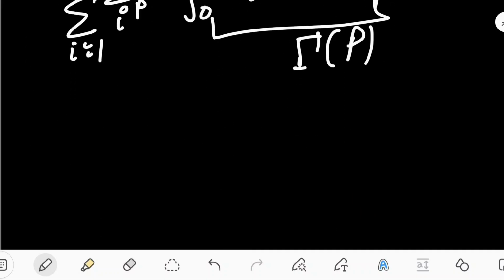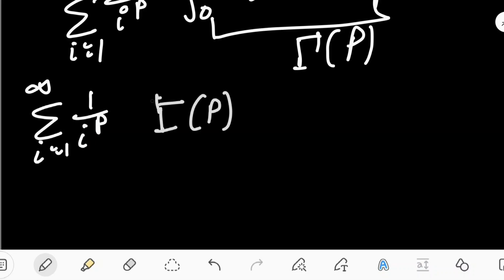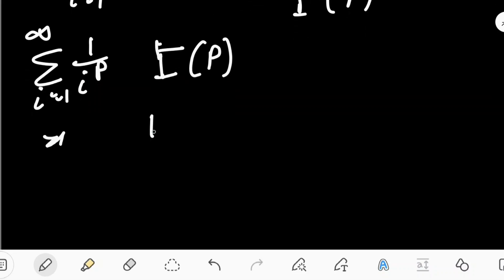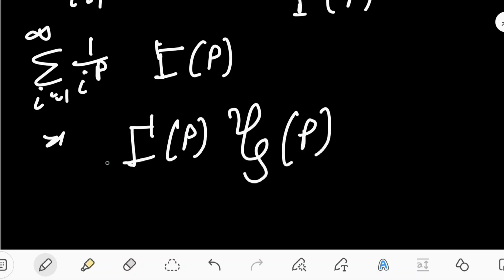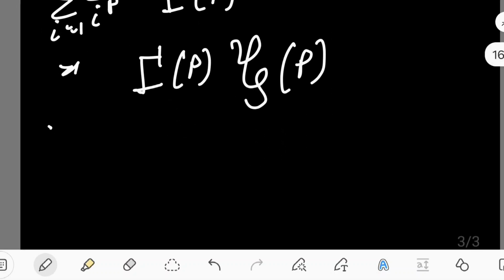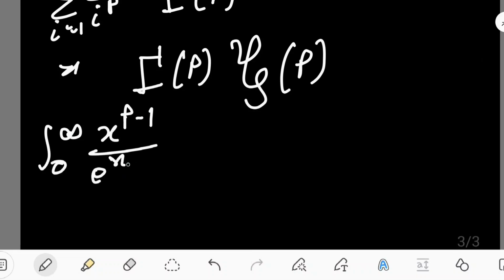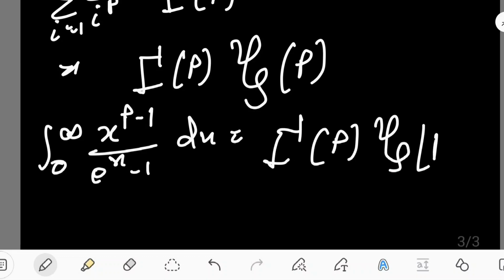Okay, that's amazing. And you get the summation from i equal to 1 to infinity of 1 upon i to the power p into gamma at p, and you get gamma at p into zeta at p, which implies that the integral from 0 to infinity of x to the p minus 1 upon e to the power x minus 1 dx is equal to gamma at p into zeta at p, right?